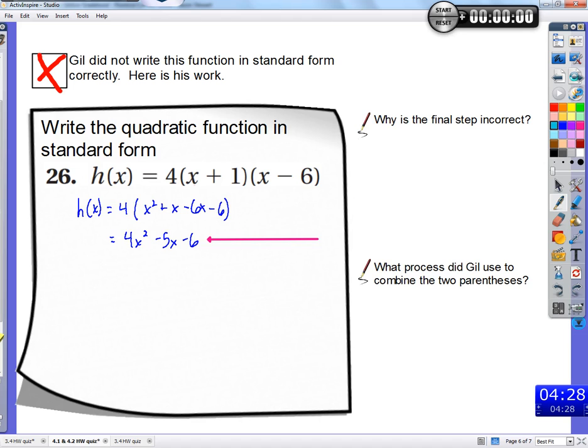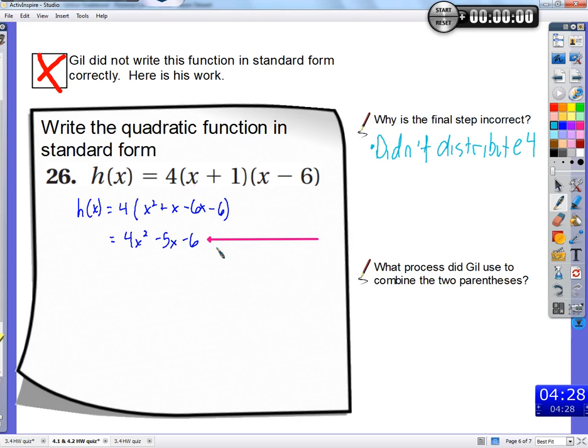All right. So, why is the final step incorrect, Coda? He didn't distribute 4 to all the numbers. And I just say didn't distribute 4. That may be my personal preference, but if he didn't multiply everything by 4, he didn't really distribute 4. That's what distribution is. So if you were to distribute 4, you would have gotten 4x squared plus 4x minus 24x minus 24. That would have been correct.